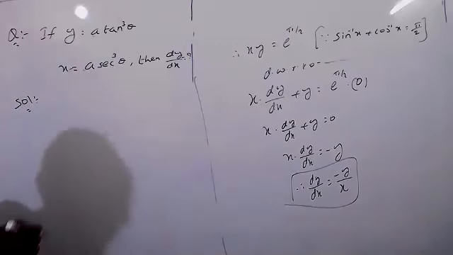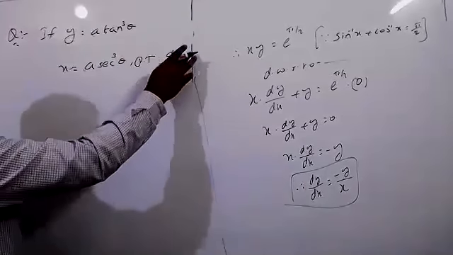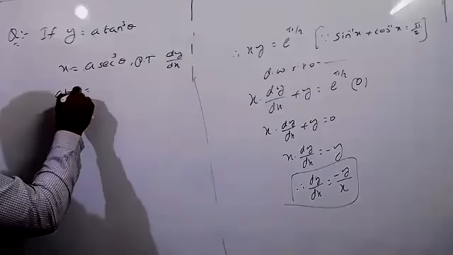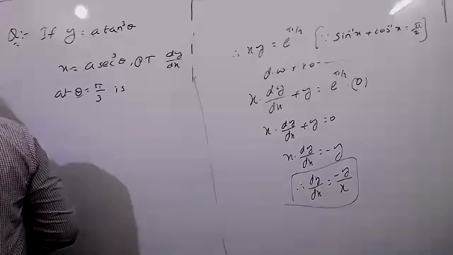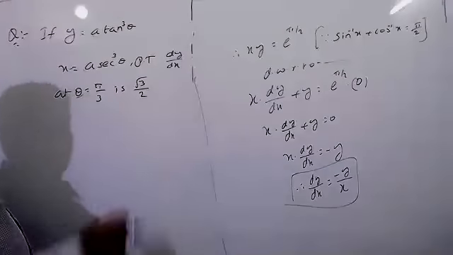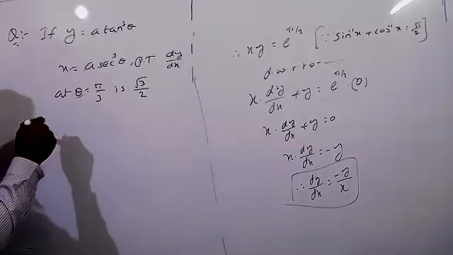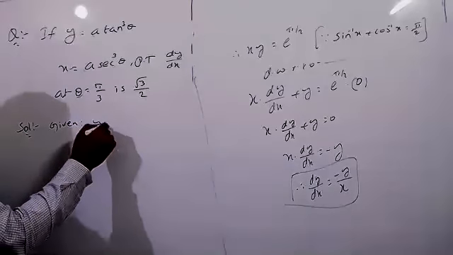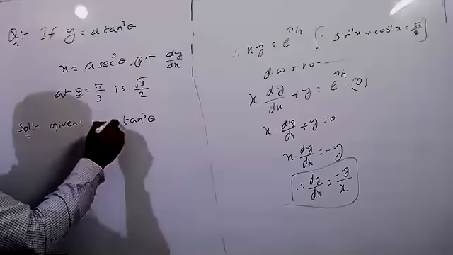Here also, the continuation you can write: prove that dy by dx at theta equal to pi by 3 is root 3 by 2. We have to prove this. So first you can write, given y equal to a into tan cube theta.